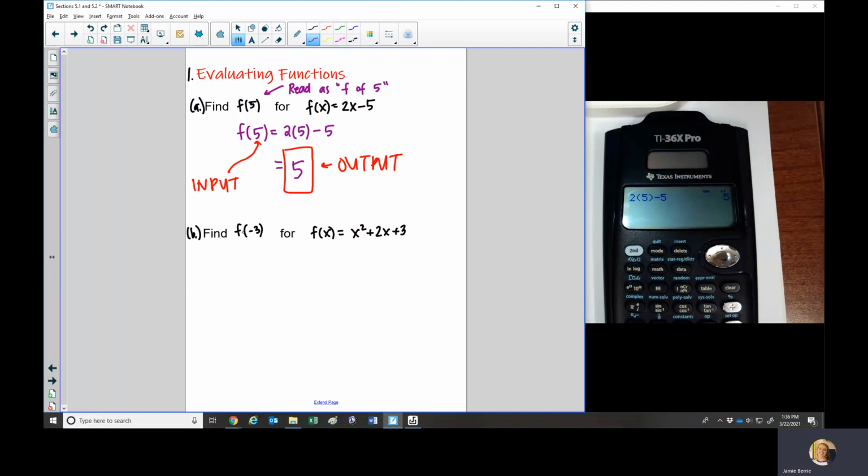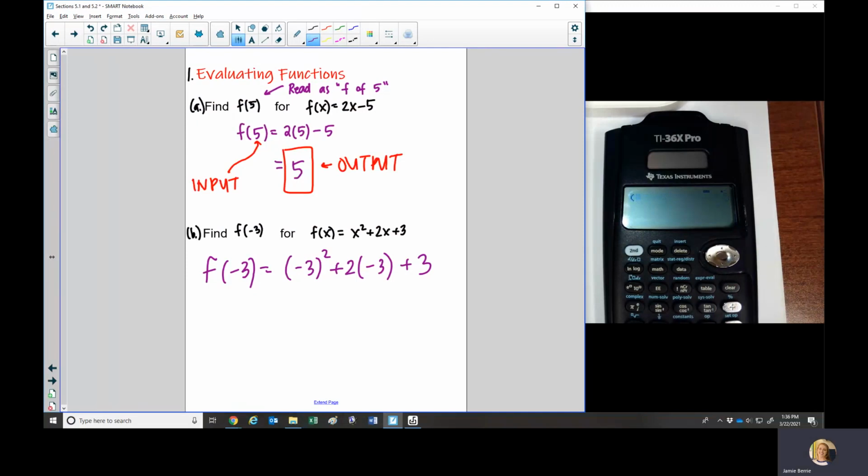Part B. Find f of negative 3 for f of x equals x squared plus 2x plus 3. All right, so f of negative 3. Again, I'm going to put this in parentheses. Negative 3 squared plus 2 times negative 3 plus 3. It's very important that you have the negative 3 in parentheses here when you're squaring it. That's going to tell your calculator, okay, you're doing negative 3 times negative 3 here. So very important that you do negative 3 in parentheses.